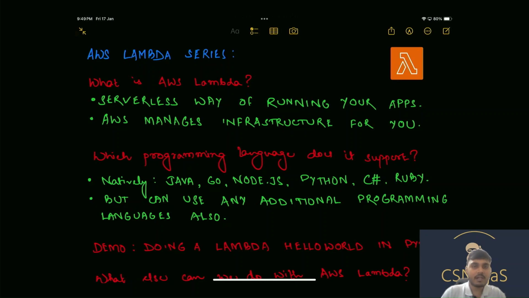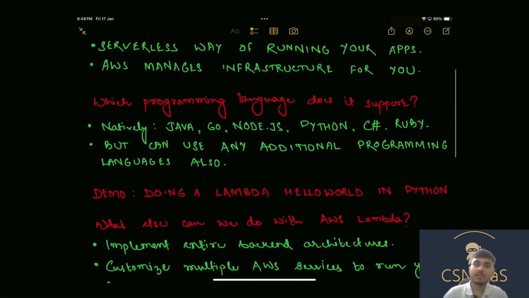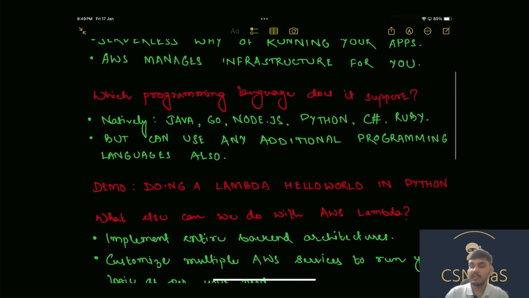One more advantage of the serverless pattern is that the cloud provider manages the infrastructure for you. In case of AWS Lambda, which is a very highly adopted serverless way of computing, AWS is the cloud provider which manages the infrastructure for you. Now you would want to know what programming languages it supports. It supports all the major programming languages like Java, Go, Node.js, Python, C#, and Ruby. But you can also add any additional programming languages of your own.